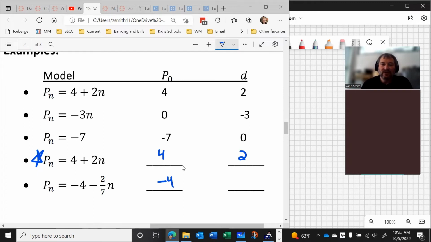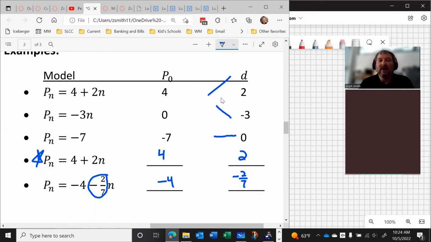So the coefficient of n includes the sign in front of it. So it's -2/7. And the sign is very important. If D is positive, this model would be an increasing line. If D is negative, the model would be a decreasing line. And of course, if D is 0, this is a horizontal line, if we were to look at it. D also tells you that every step you increase by 2.